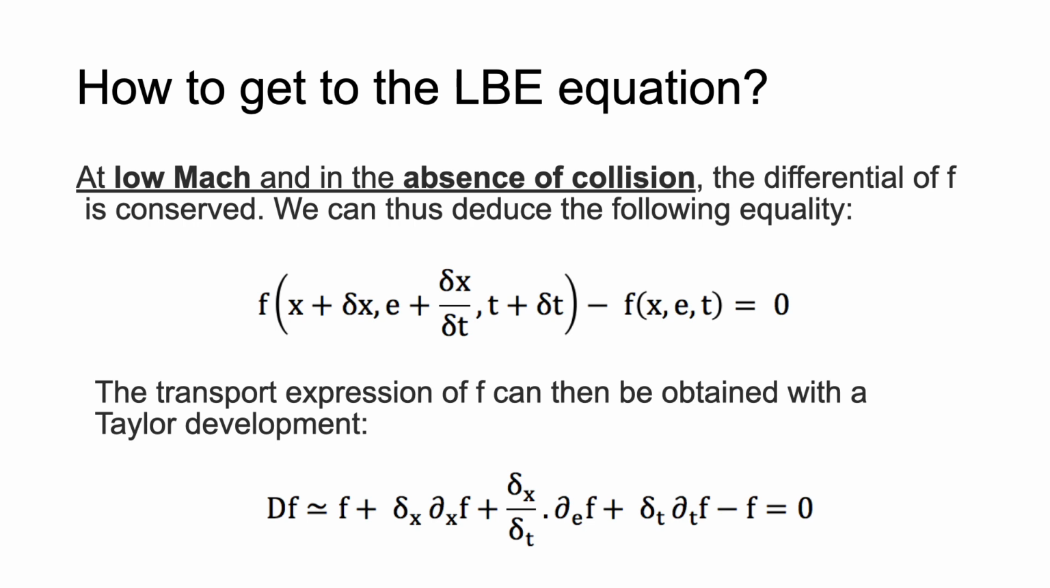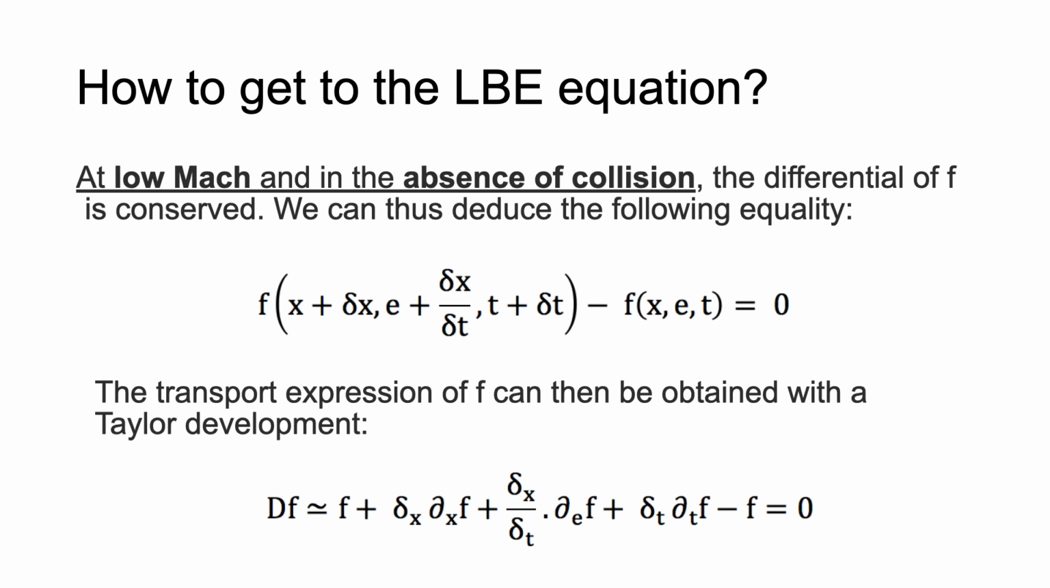So to get to the LBM equation, we use a method that is actually pretty common, which is to differentiate the particles that are moving, and we remove from them the particles that are in steady state, right? So if we are at low Mach number and in absence of collision, we can take the differential of f, and we know it is conserved, so it is equal to 0.